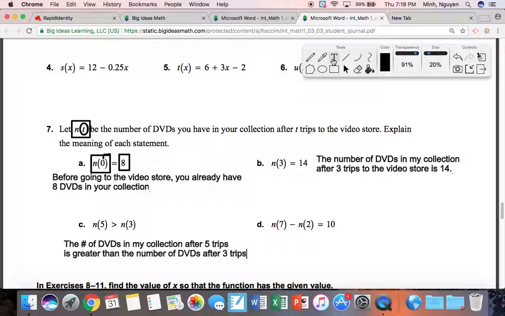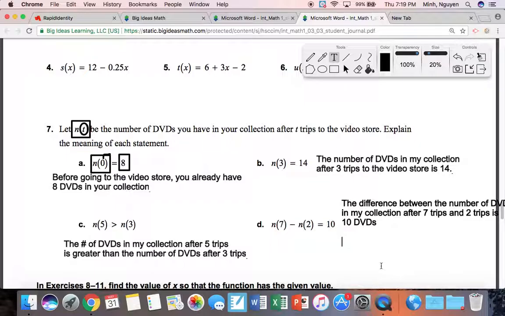And lastly, I'm going to write this a couple different ways, for your benefit. So the first one represents the number of DVDs after 7 trips, and you see a minus sign, so that's the difference. So the difference between the number of DVDs in my collection after 7 trips and 2 trips is 10 DVDs. Another way of saying this is that you take the number you had after 7 trips and you subtract the number you had after 2 trips, that equals 10.